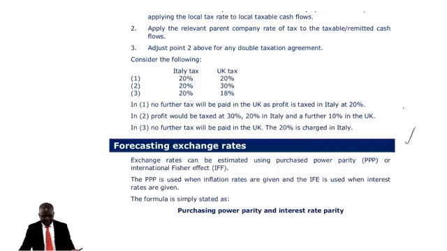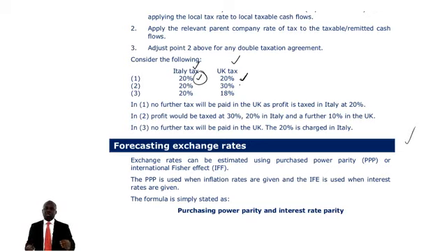So the example that we've given here is, we are based in the UK and we are doing the project in Italy. In Italy, the tax rate is 20%. In the UK, the tax rate is also 20%. So if I have already paid the 20% in Italy before I brought the net cash flows into the UK, the UK taxman will say, because there's a double taxation agreement between the two countries and you have already paid 20%, you are not going to pay any extra.